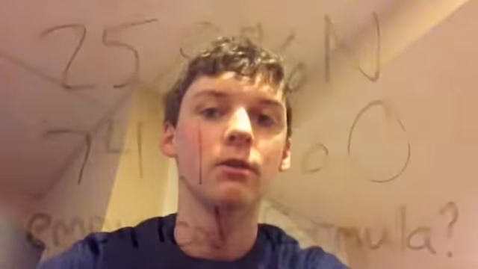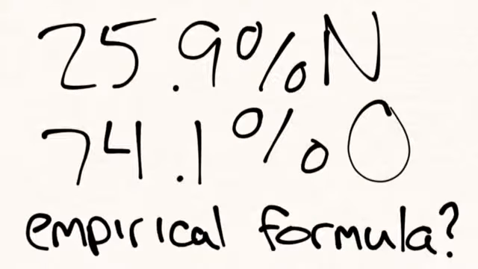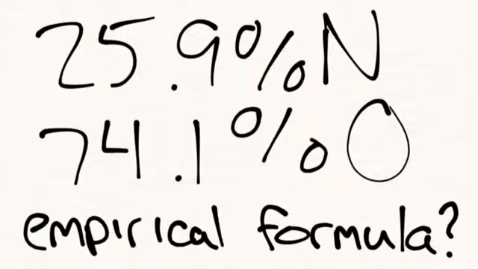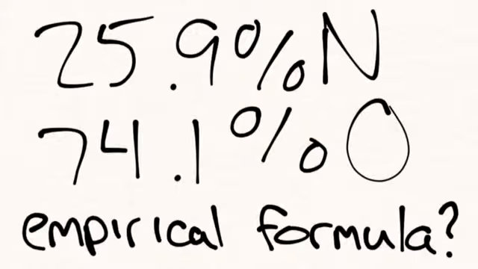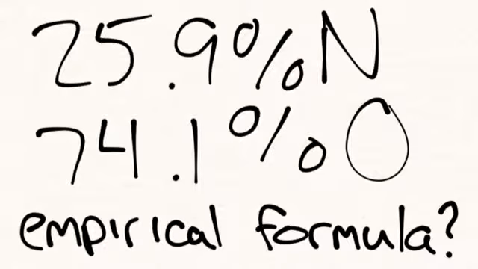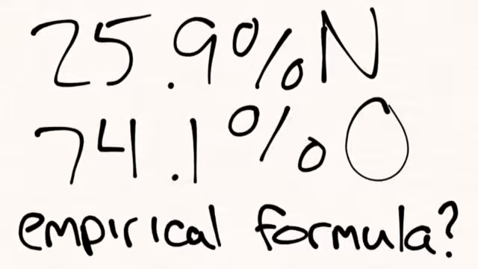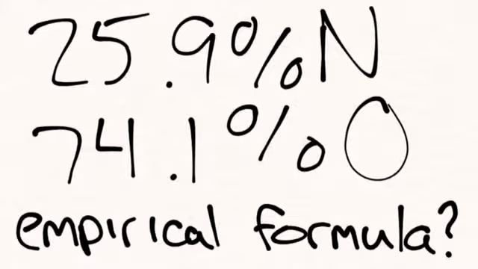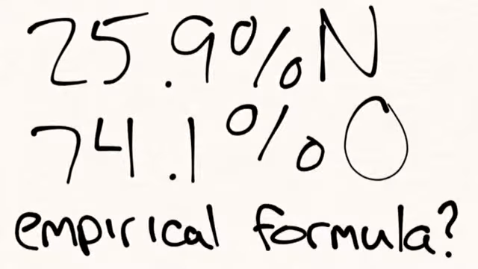Martin Murphy, and I'm going to teach you how to do empirical formula if you're a little confused. With empirical formulas, you are looking for the simplest form of a ratio. In this way, if a formula was N2O8, then the simplest form would be NO4. However, in this problem, we are looking for an empirical formula for a compound that has 25.9% nitrogen and 74.1% oxygen.